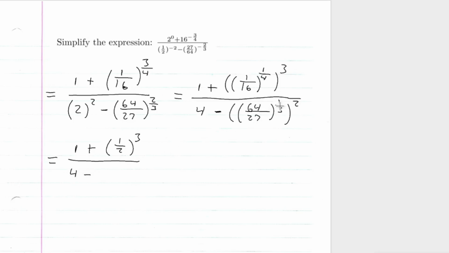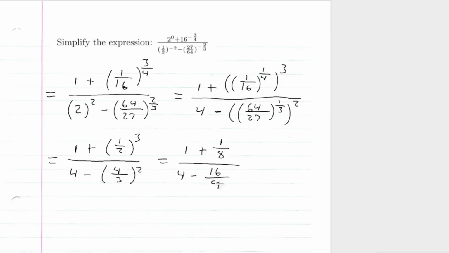So now here I want to have the cube root of 64 over 27. And I'm going to say that is 4 over 3. Because 4 over 3 times 4 over 3 is 16 over 9. 16 over 9 times 4 over 3 is 64 over 27. All right, so it's going to be 1 plus 1/2 cubed, which would be 1/8, right? 1/2 times 1/2 is 1/4, times 1/2 is 1/8, over 4 minus 4/3 squared, which is going to be 16 over 9.